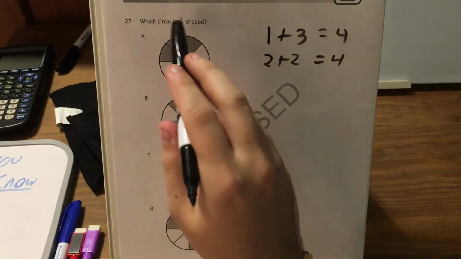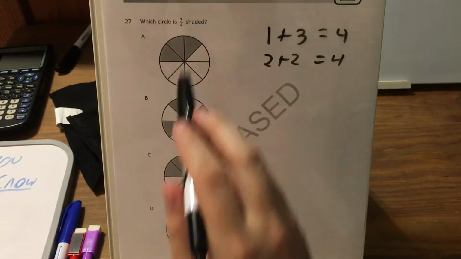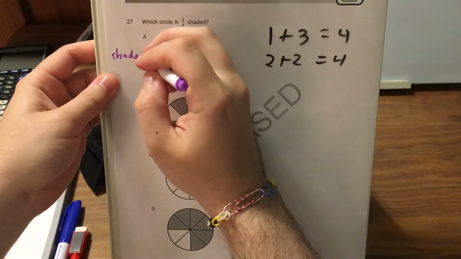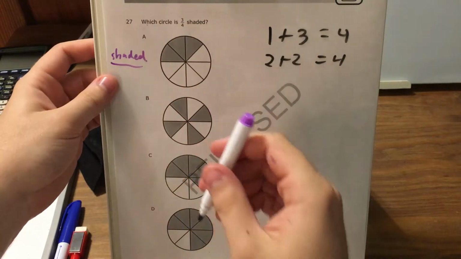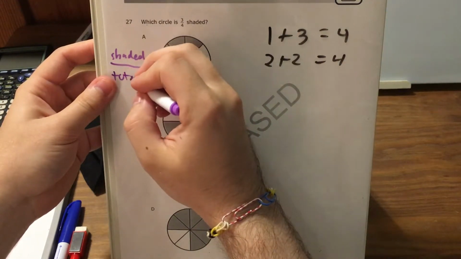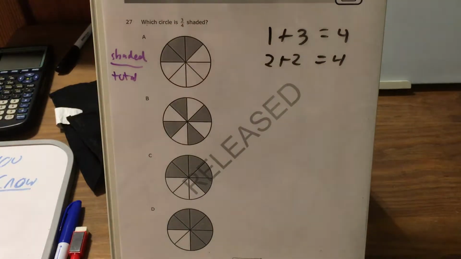To ask which circle is 3/4 shaded, the first thing I want to do is take the information about each of these circles and put it into fractions. And as always, the number of pieces that are shaded is going to be in my numerator. The total pieces will be in the denominator.